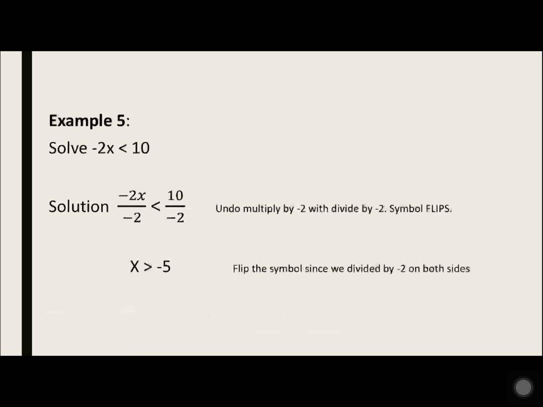Example 5. Negative 2x is less than 10. Undo multiply by negative 2 with divide by negative 2. The symbol flips since we divided by negative 2 on both sides.